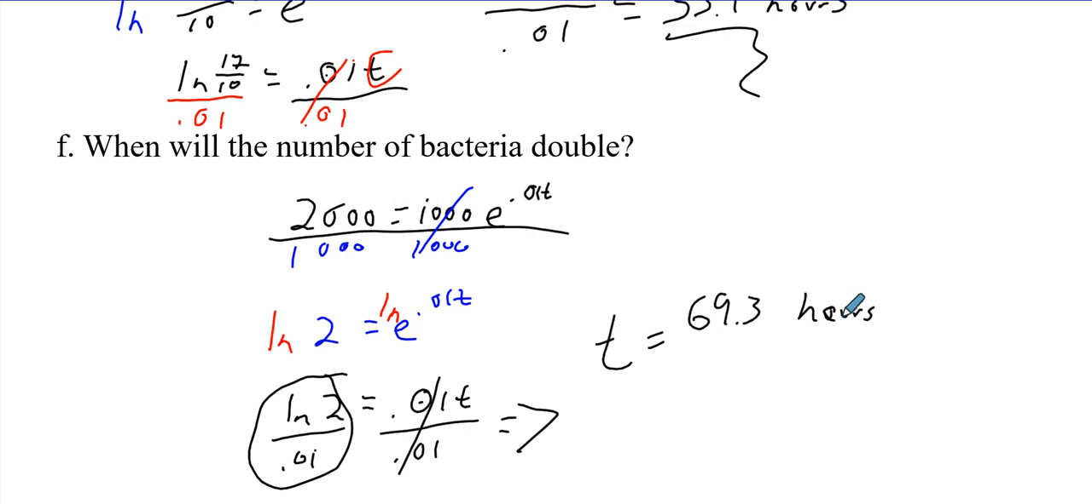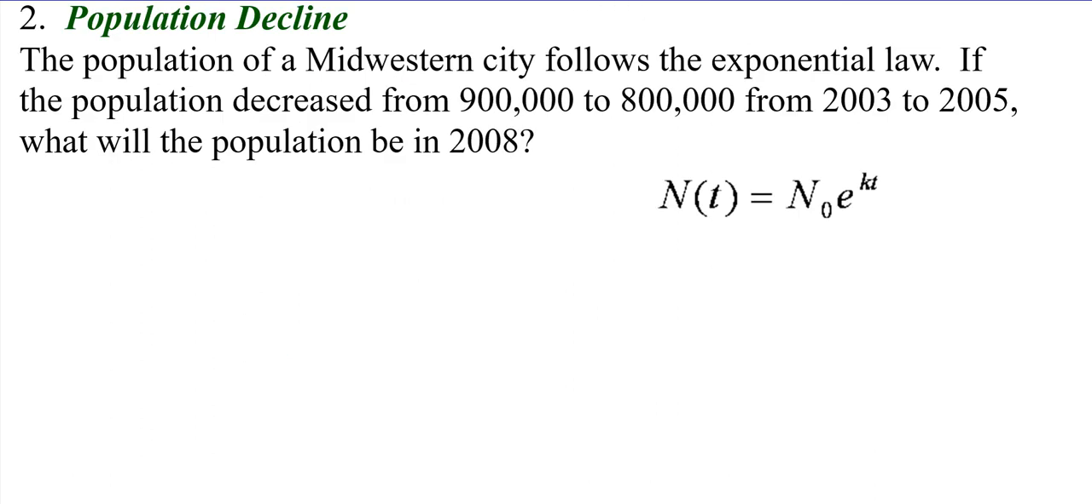Okay, let's look at another example here. Population decline. In the Midwest, we're seeing population decline following exponential laws. So here we're saying that we had a population of some region being 900,000, and it decreased to 800,000 from 2003 to 2005. So that was 2 years there. Okay, what will the population be in 2008?